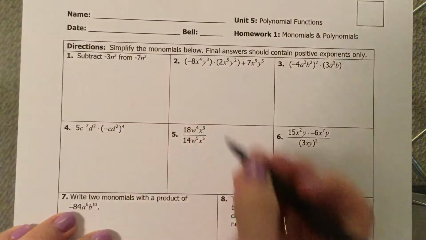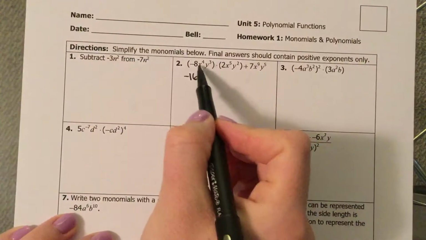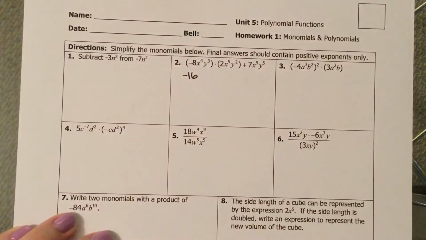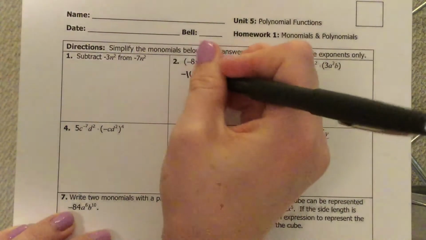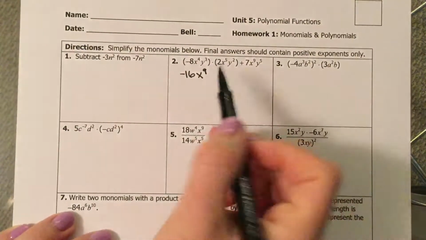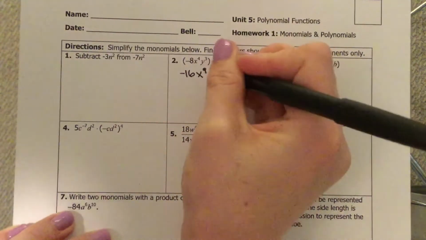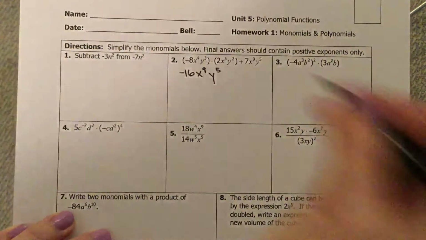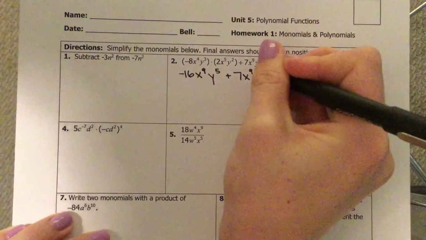So we multiply the constants, we get a negative 8 times positive 2, and that's a negative 16. Multiply the x's, x to the 4th times x to the 5th. Remember, our exponent property says that we're going to add those exponents together. So we end up with x to the 9th. Same thing with the y's, y to the 3rd times y to the 2nd. We're going to add those exponents, and that will give us y to the 5th. And then once that's simplified, we have plus 7, x to the 9th, y to the 5th.